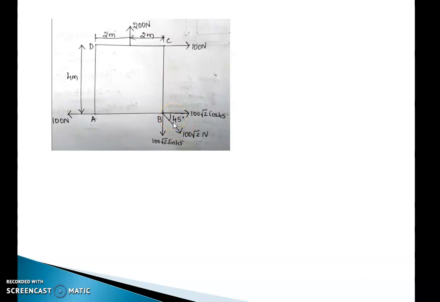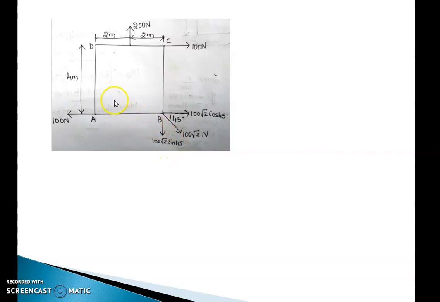As we know, if a force is horizontal, keep it as it is. If a force is vertical, keep it as it is. If a force is inclined, resolve it into vertical and horizontal components. So 45 degree with respect to the horizontal axis, the horizontal component of this force will be 100 square root 2 cos 45, and the vertical component will be 100 square root 2 sin 45.